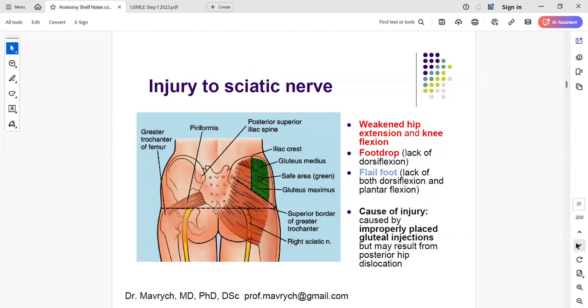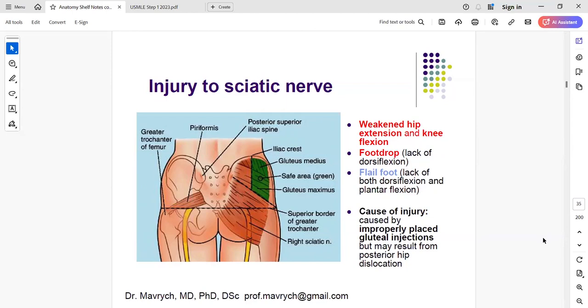What happens when there is injury to the sciatic nerve? This is important. Foot drop and flail foot. They usually ask about flail foot, which is important. If you have flail foot, there would be a lack of both dorsiflexion and plantar flexion. So your foot is gone. It's going straight to the ground as you're walking, slapping on the ground. There's no dorsiflexion, no plantar flexion. It's completely gone.